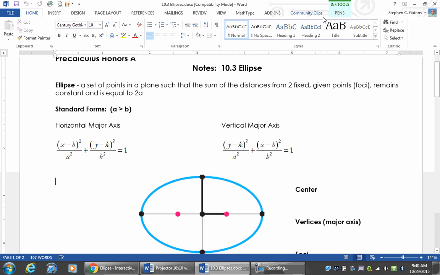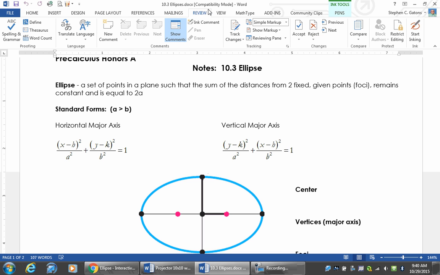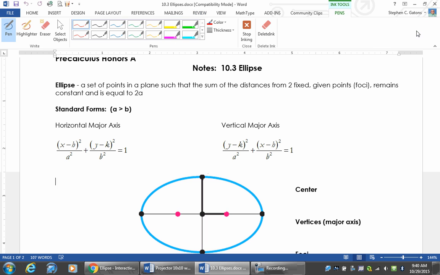An ellipse is a set of points in a plane such that the sum of the distances from two fixed given points, and these are called foci, which is just the plural of focus. There's now going to be two of them. The sum of these two distances remains constant and is equal to 2 times a.